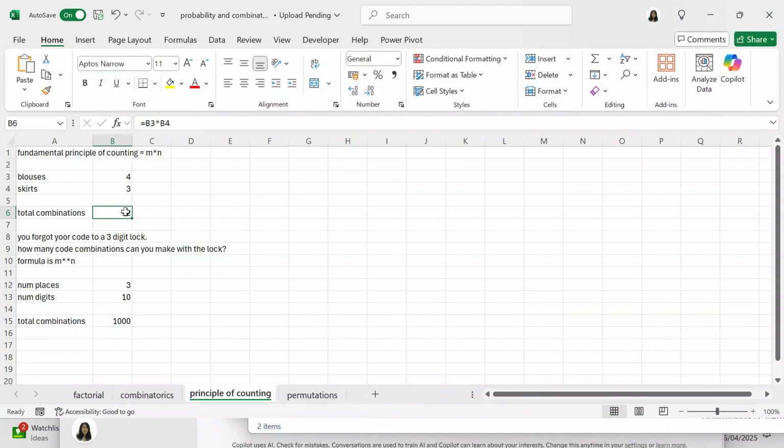So fundamental principle of counting equals M times N. You've got 4 blouses and 3 skirts. So how many total combinations or outfits can you make with 4 blouses and 3 skirts? That's going to be 4 times 3 equals 12. So that's how many outfits you can make. And I'll just clarify that.